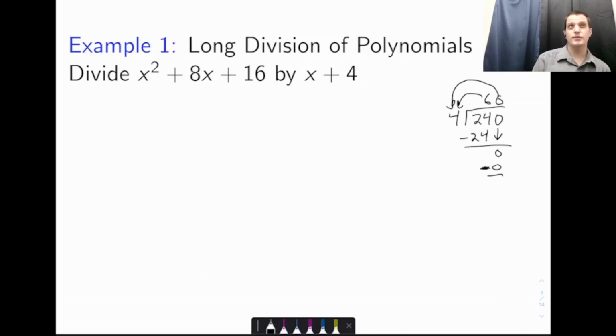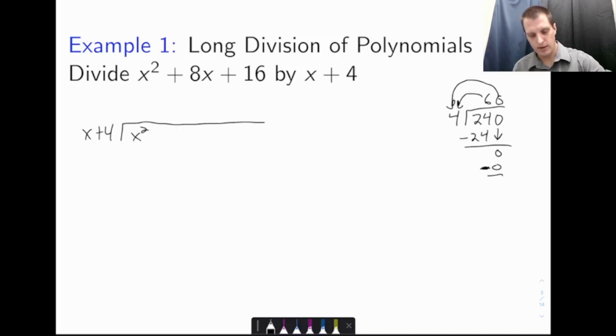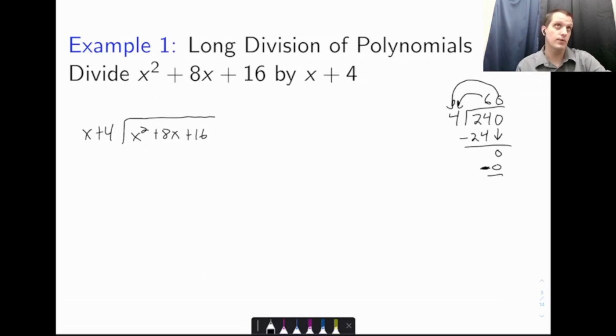Well, we're doing very similar things here. So let's just go ahead and get cracking. We're going to get an x plus 4, and then we're going to have the x squared plus 8x plus 16. So we have to be careful here. We need to make sure that every power of x is being represented from highest to lowest. Our highest is x squared. Our next highest is just power of x, and then power of 0x. So here we're good. Later on, we'll have to figure out what to do there.